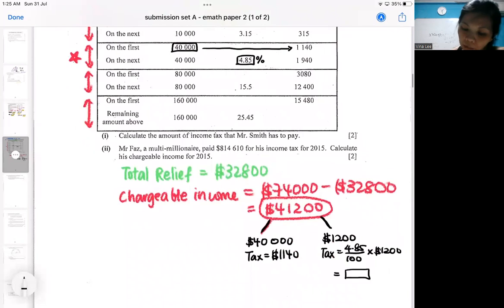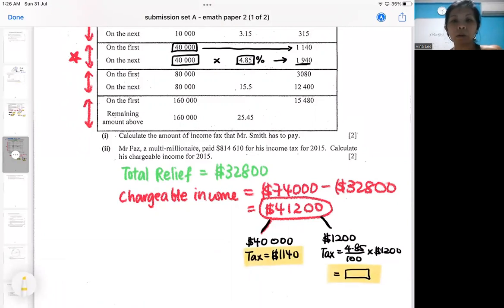So what does this 1940 mean? If let's say it is a full 40,000 and you multiply by this, it will give you this amount. So if your second basket is not full, you just take the rate, which is 4.85. So how much tax are you paying? You add up these two.